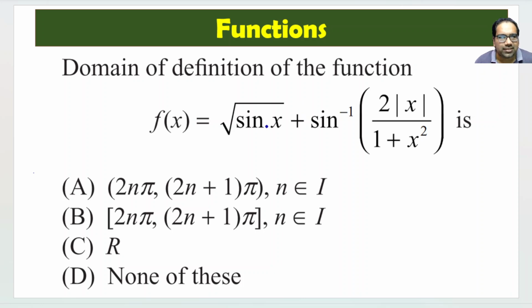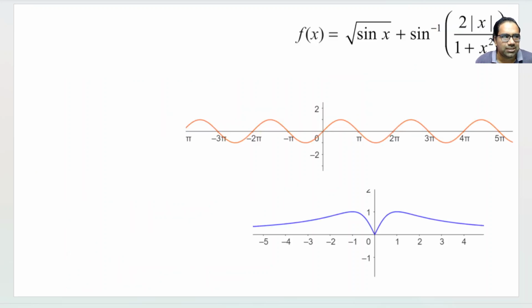We have to take care of two things here. One is that sin x is within the square root, so obviously sin x should be greater than or equal to 0. At the same time, whatever x is, if it has to be in the domain, then 2 absolute value of x by 1 plus x square should always lie between minus 1 and 1, and sin x should always be greater than or equal to 0. These are the two conditions. Let's see what will be satisfied for these two conditions.